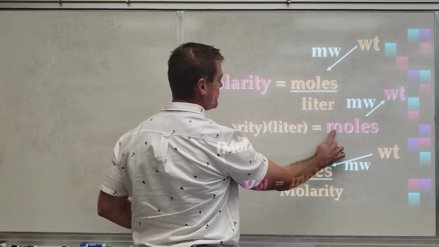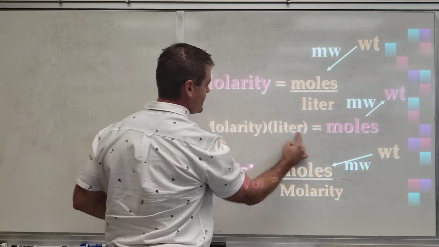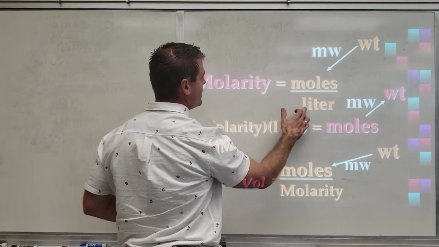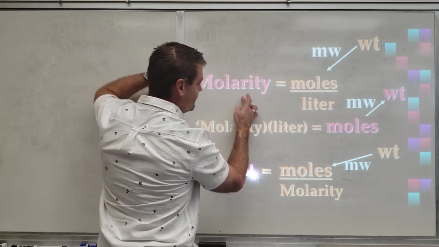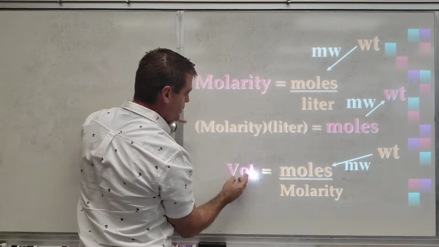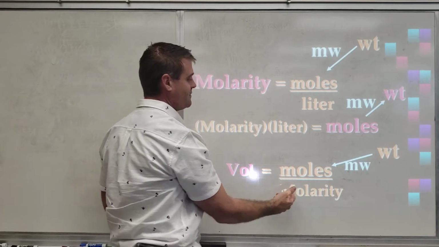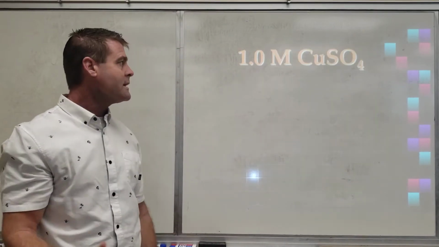You guys know if we wanted to solve for moles, multiply both sides by liters, and then you end up with this. If I wanted to solve for liters, what I would do is first bring it out of the bottom, so I multiply, and then I divide by molarity, and then you would end up with this. You get the volume in liters by taking the moles divided by the molarity. Okay, so let's start with this.